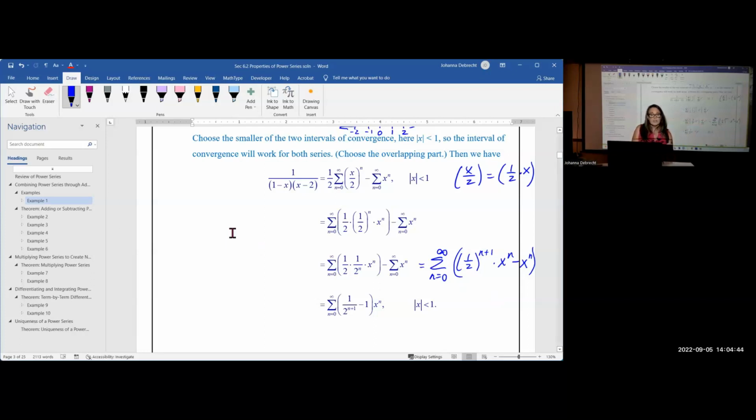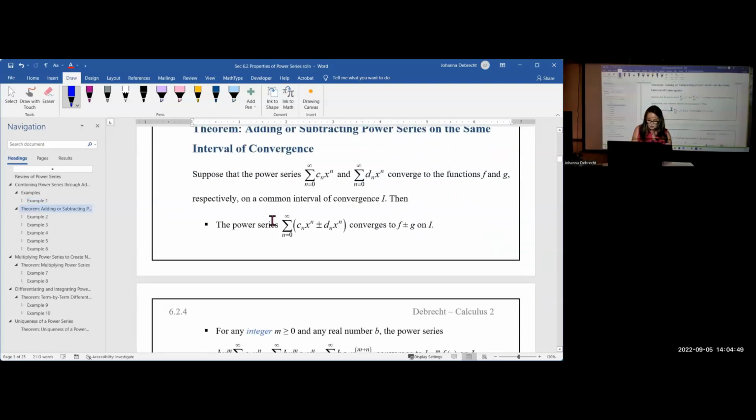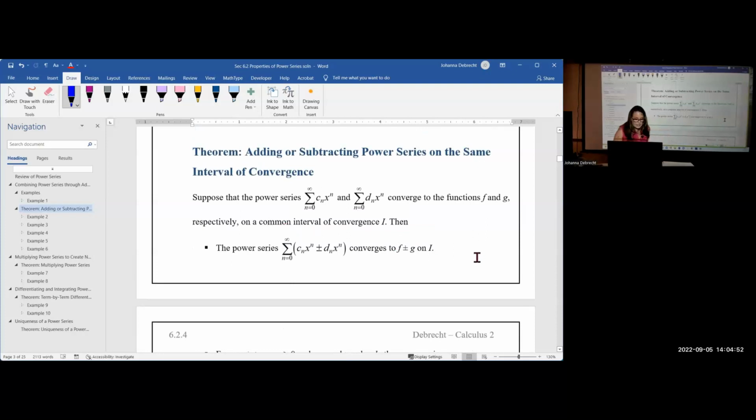Let's now take a look at the theorem that deals with adding and subtracting power series that are known to converge on some interval of convergence. So we start with the supposition that we have a power series, c sub n x^n, and we have another power series, d sub n x^n. So it's just 2 different power series, whatever they are. And suppose they converge to the functions f and g. So for example, this first one could just be x^n, so it converges to 1/(1 minus x). We know that. And this could be a different one that converges to some other function.